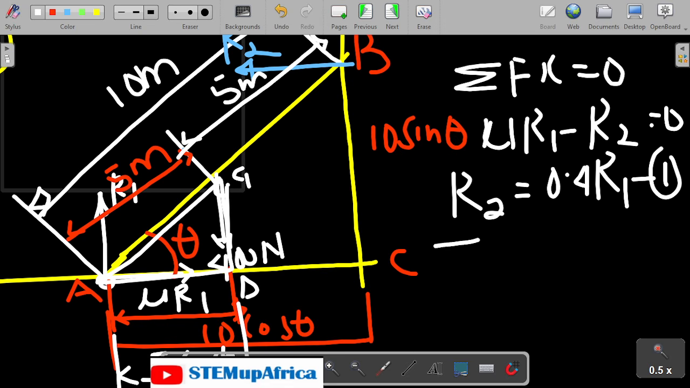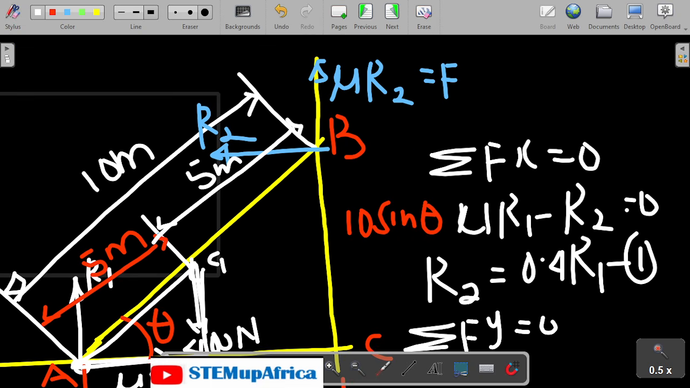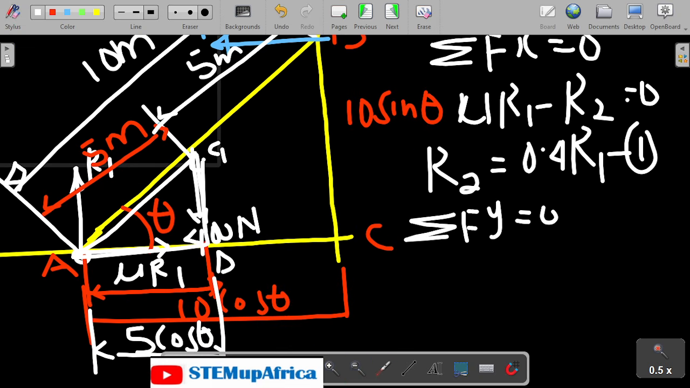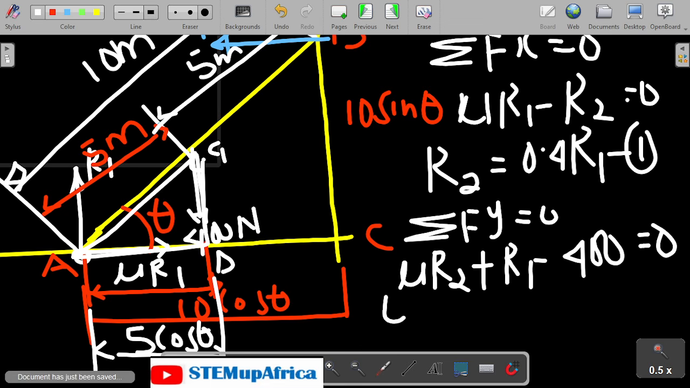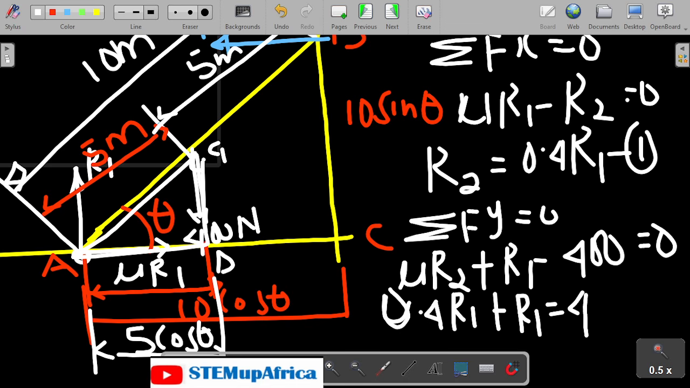So let's also get the sum of forces acting vertically. What are we having? Our mu R2 is vertical, 400 is vertical, and R1 is vertical. So I'm going to have mu R2 plus R1 minus 400 equals 0. So I'm having 0.4 R2 plus R1 equals 400. Let's take this as equation 2.